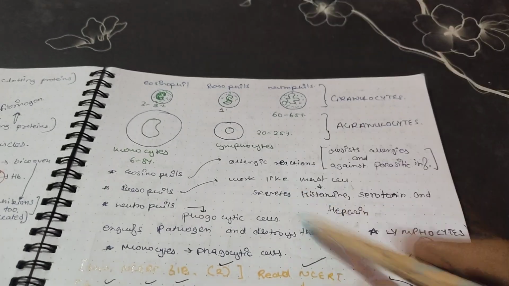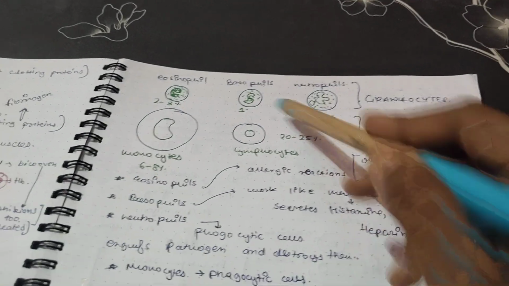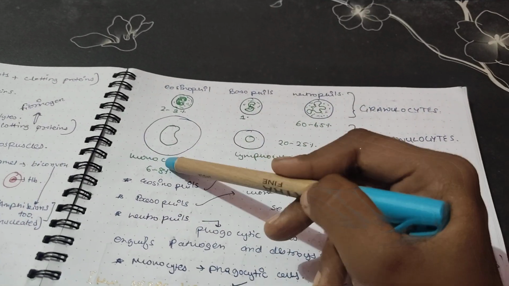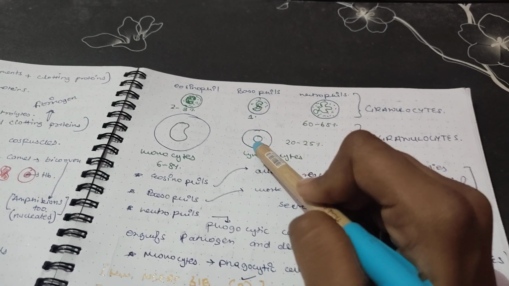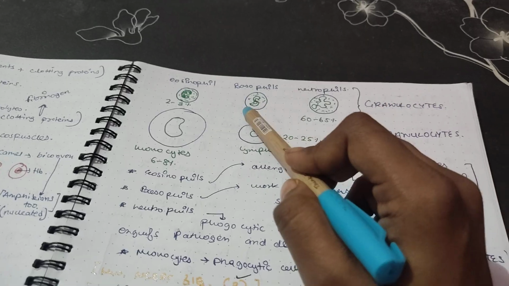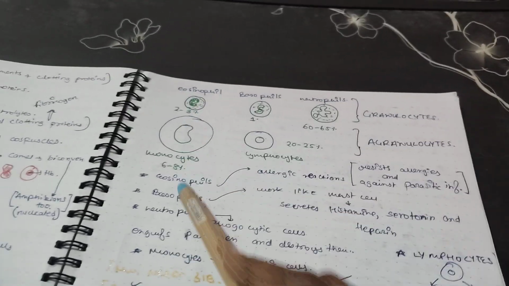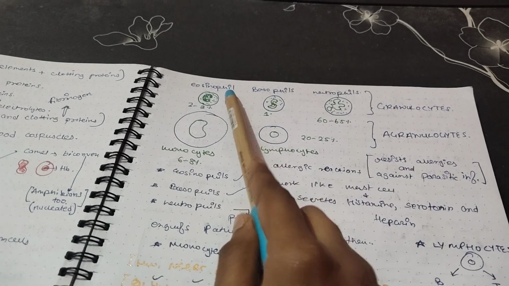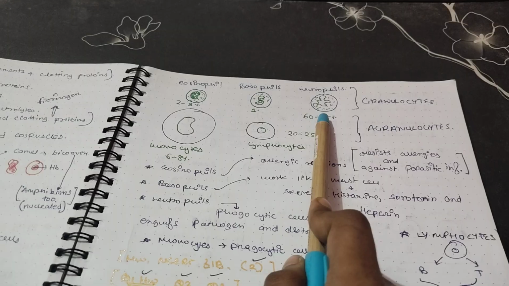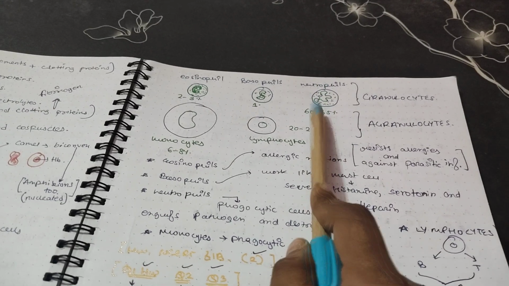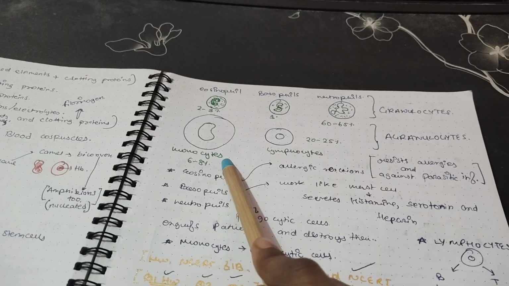Now, the only difference here is that monocyte is big. Other than that, it's the shape of the nucleus. This is amoeboid, this is S shaped, this is round, this is kidney shaped, and this looks like a telephone. Okay, so eosinophils 2 to 3%, basophils are 1%, they are the least abundant. 60 to 65% neutrophils, they are the most abundant. Lymphocytes are 20 to 25%, and monocytes are 6 to 8%.